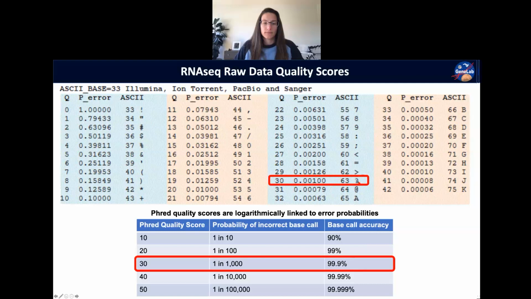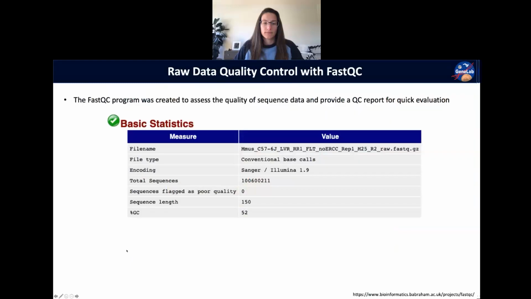And if you recall from the previous slide, we had a lot of J's and K's in there. So really high quality, which is pretty consistent with coming off the Illumina sequencer, as long as you did your library prep correctly.